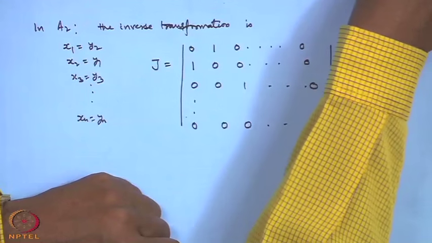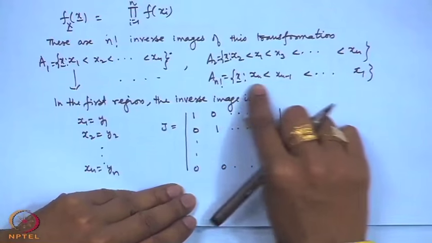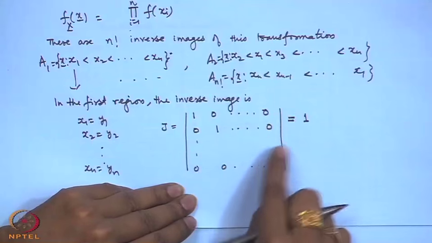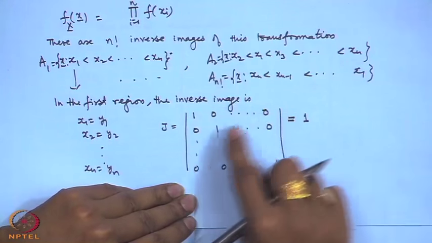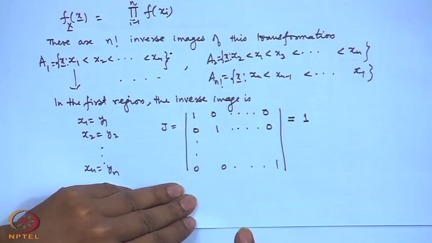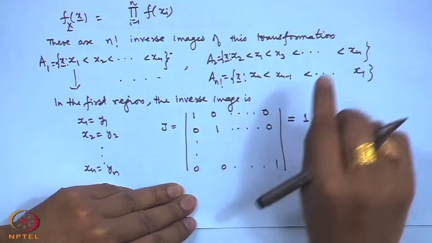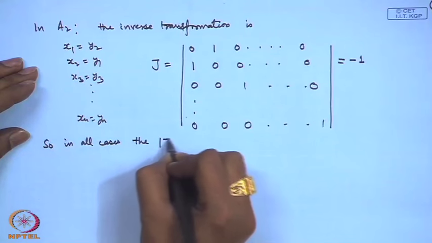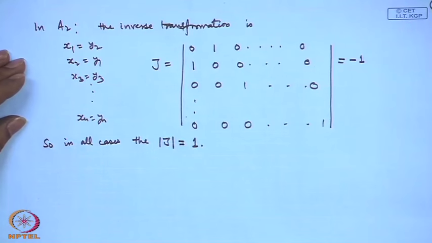Subsequently, if we consider other transformations, for example, if you look at this one, here it is totally reversed. So, it will become simply all the rows and columns are changed here, like this is going to the last one, this is going to the second last, this is going to the first one. If that is happening, then the determinant will be simply minus 1 to the power n. So, if you look at the determinant, it is either plus 1 or minus 1 in every case. If I consider the absolute value, it is going to be plus 1. So, in all cases, the absolute value of the determinant, or the Jacobian, is going to be plus 1.